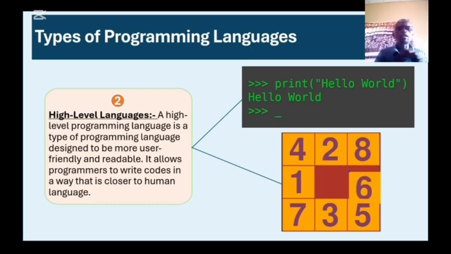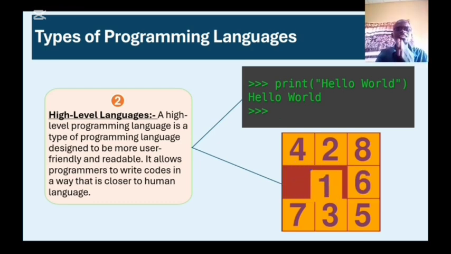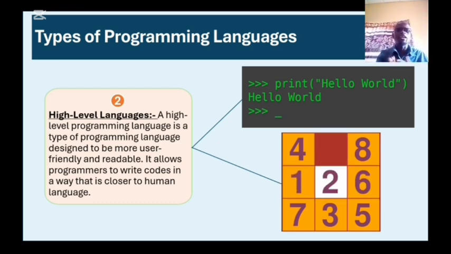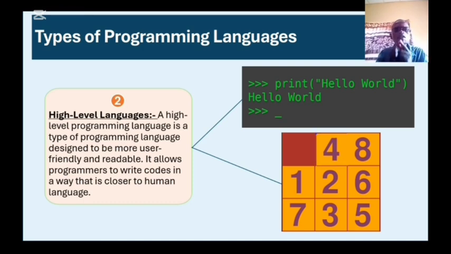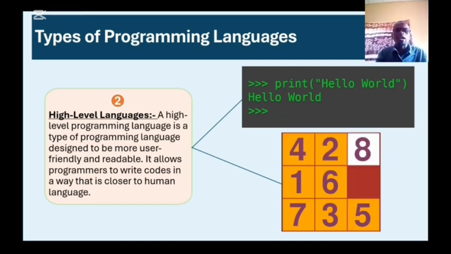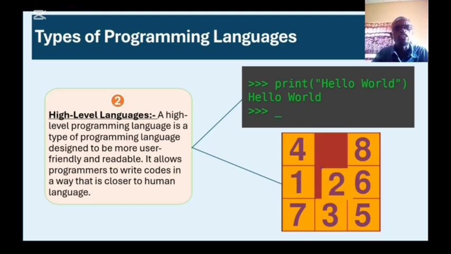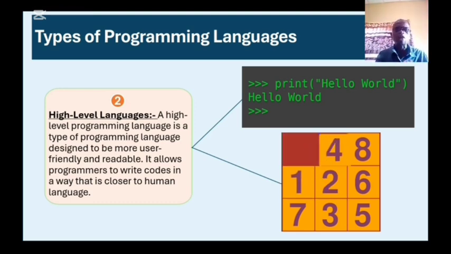With this one line of code, we discover that it is easy for us to write in a high-level language, because what we want it to do is what we just write there. Print hello world. I want my computer to print it on the screen for me to see and for anybody using my application to see it.